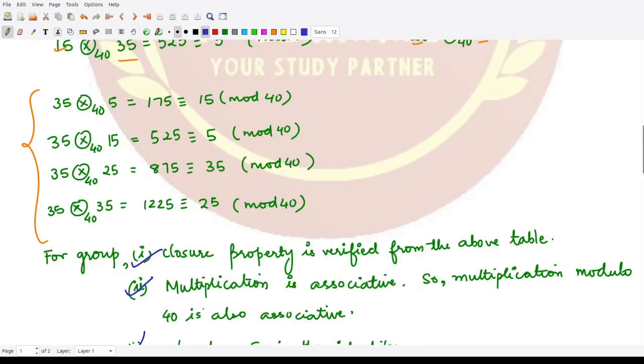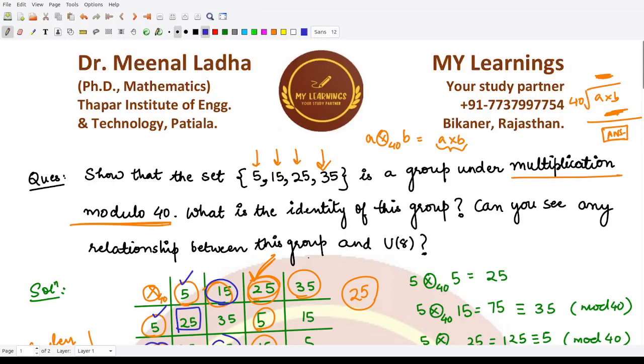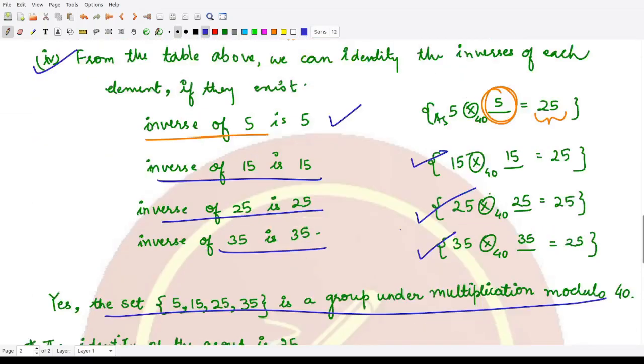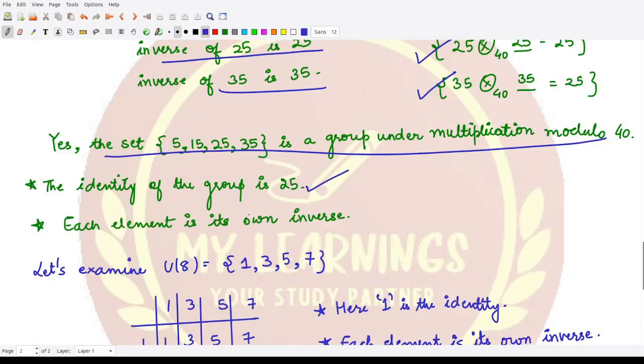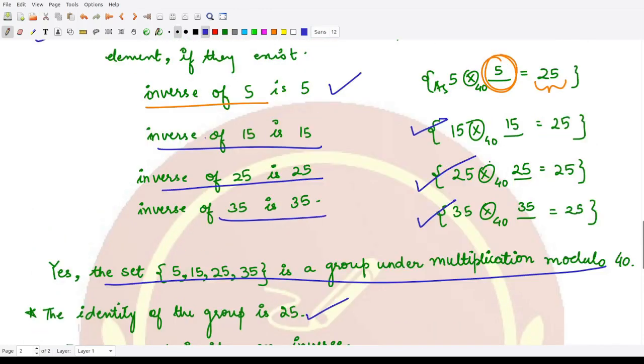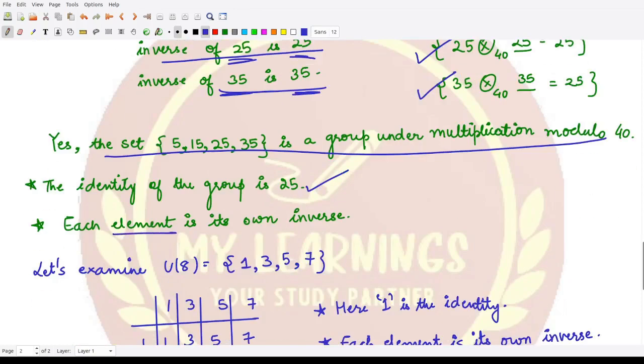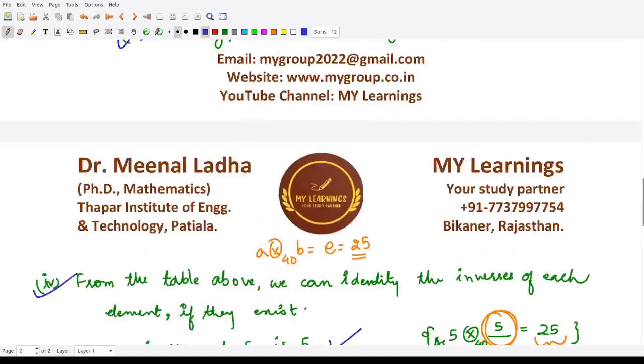Another thing that they are asking us in this question is, what is the identity of this group? So you see 25 is the identity of this group, right? So you can write here 25 is the identity. Moreover, you can notice that this is not available in all the groups. The inverse of the element 5 is 5, 15 is 15, 25 is 25, 35 is 35. So basically each element is its own inverse. This is special in this particular group.